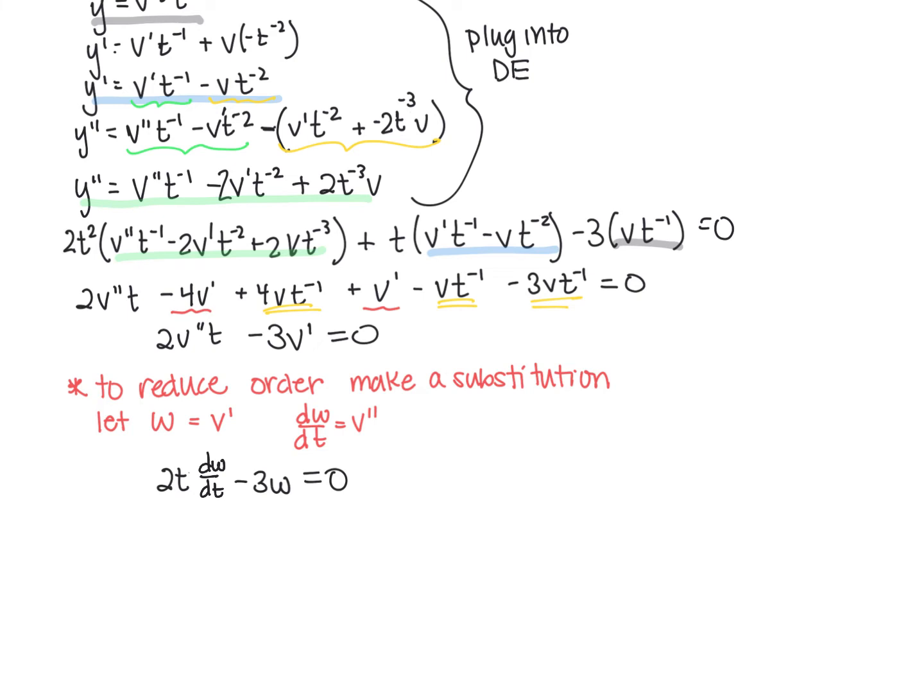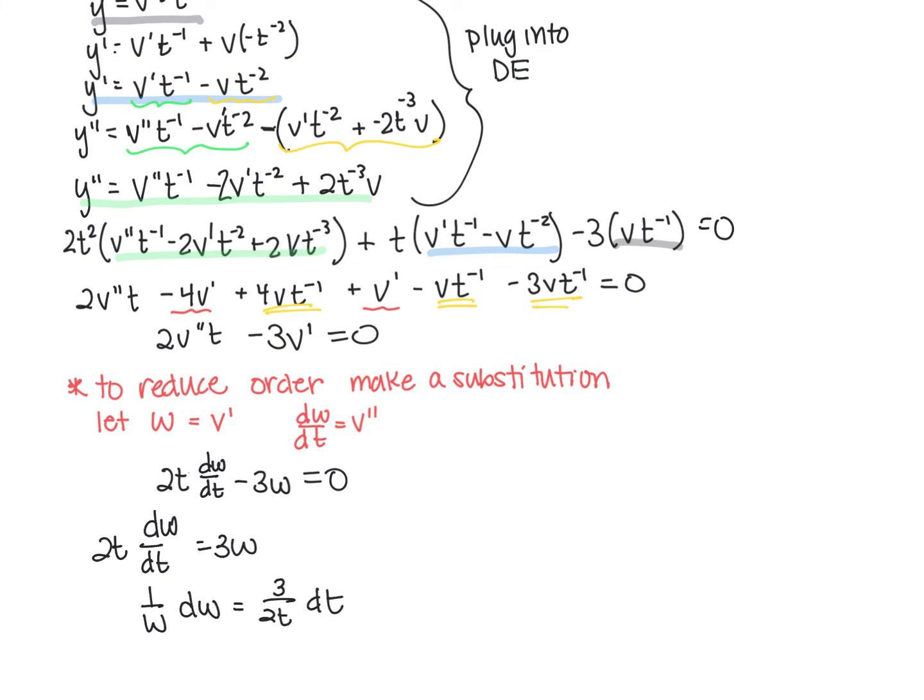Now this becomes a pretty simple separable differential equation. Now I will tell you the work that follows is a little bit messy, but we can do it. I can separate this. Let's do some work first because it's not quite there. 2t dw dt equals 3w. And now let's work on separating this. If I move my w over, I would have 1 over w dw, and then this would be 3 over 2t dt.